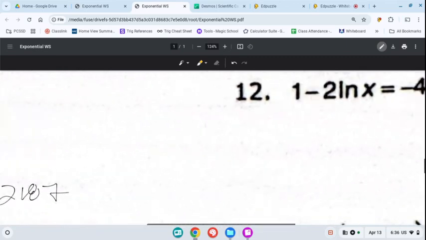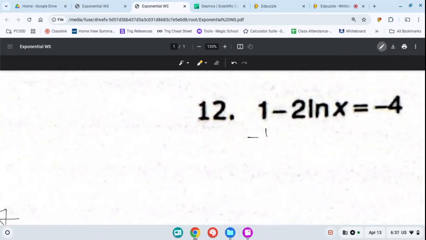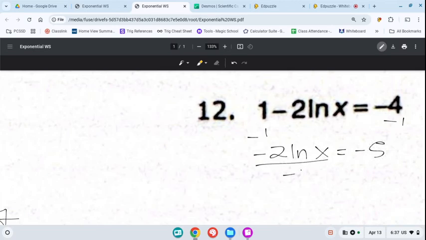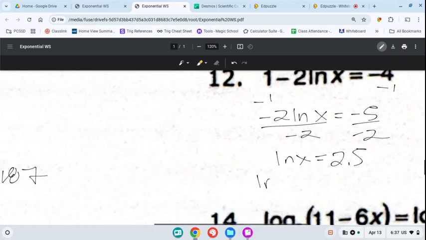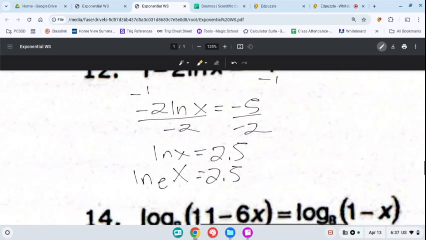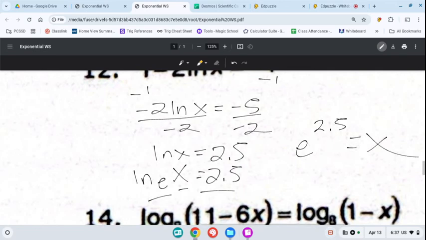Number 12. Okay, subtract 1. So we have negative 2 times the natural log of x equals negative 5 now. Divide by negative 2. The natural log of x equals 2.5. Well, this is the natural log, base e, of x equals 2.5. So base, answer, exponent. Base, exponent, answer. Well, e to 2.5 equals 12.18.